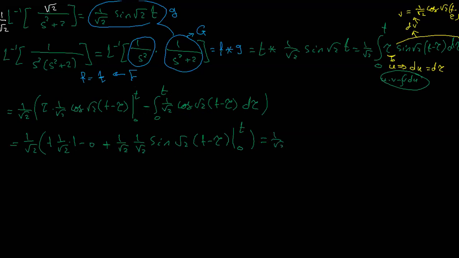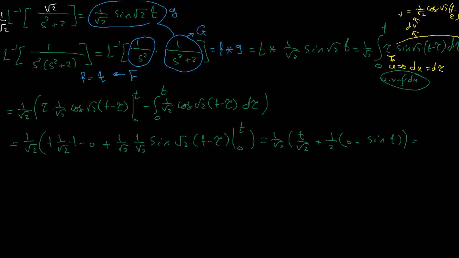So 1 over root 2 bracket t over root 2 plus 1 over 2 bracket. Plug in first t: t minus t is 0, sine 0 is 0, minus. Plug in 0, so sine of only t.